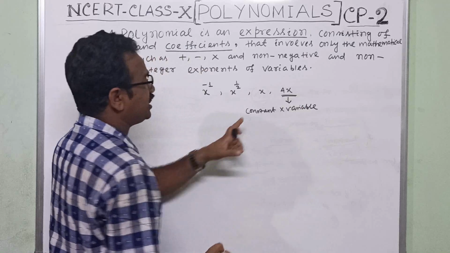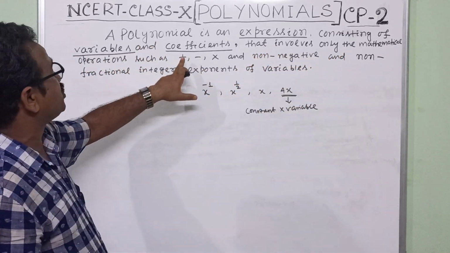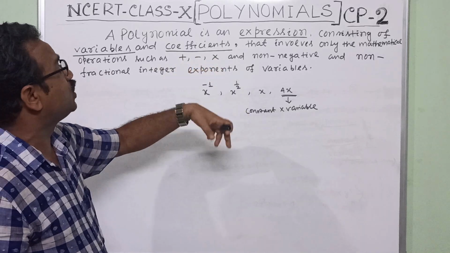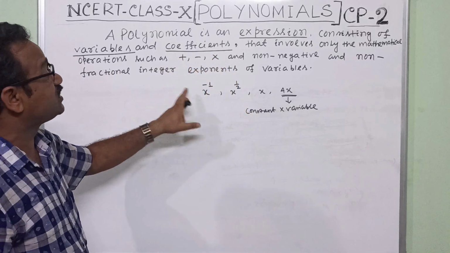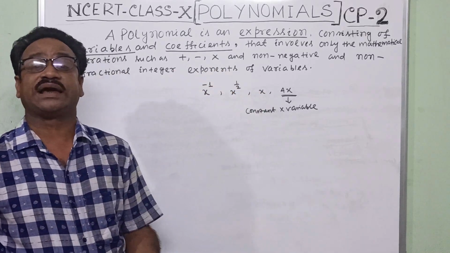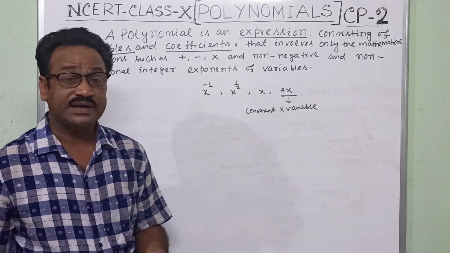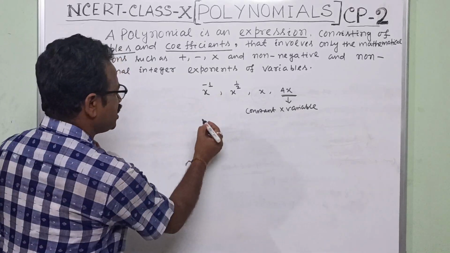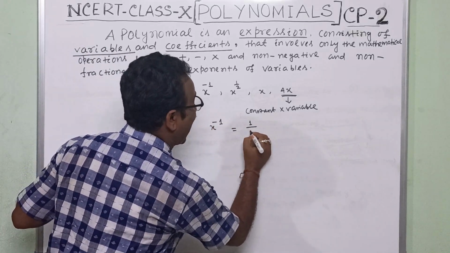4x. We are telling constant into variable, that involves only the mathematical operations such as plus, minus, into, and non-negative and non-fractional integer. That means the exponent of the variable cannot be negative, cannot be a fraction. But why not? x to the power minus 1 is equal to 1 by x.